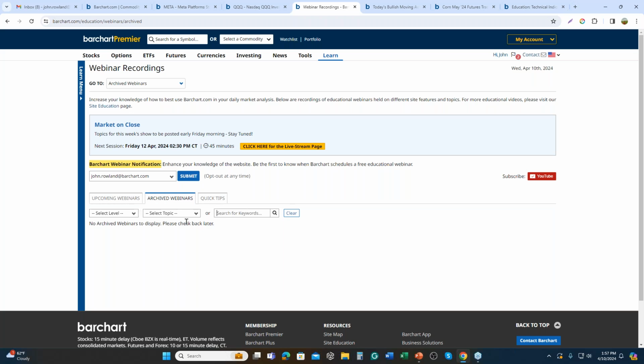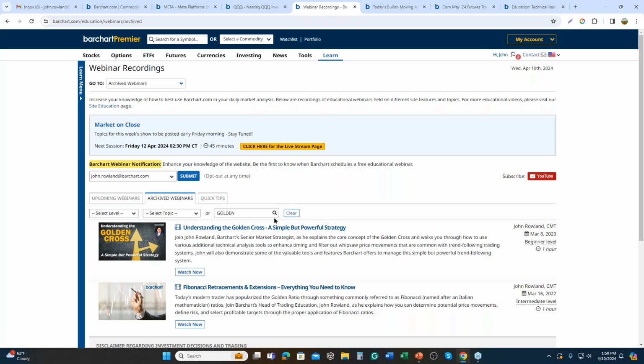Anyway, but they're there. If you type in the search term, just type in one of the keywords in the titles, and you'll find it, right? So, for instance, golden, that should work. There we go. Understanding Golden Cross.